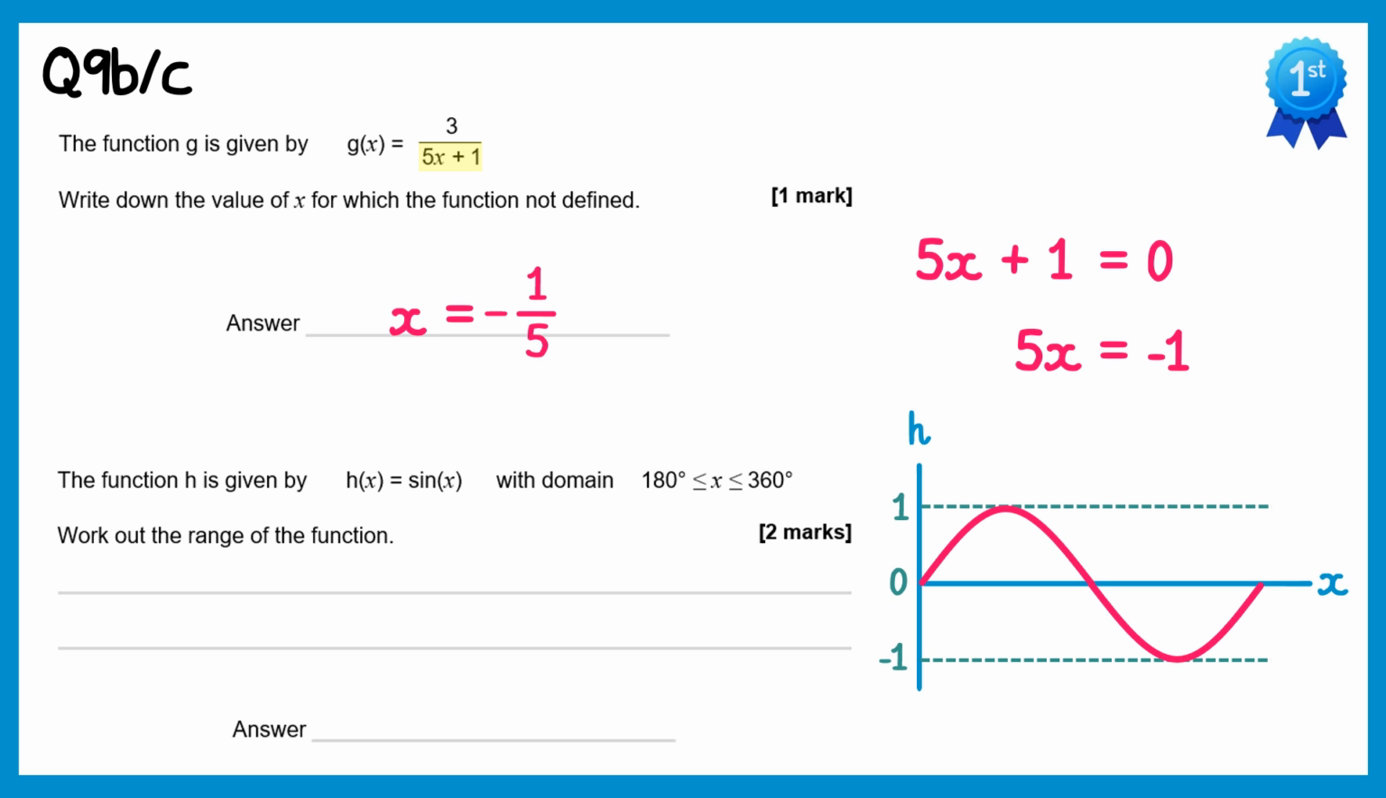Now you need to be really careful on this question because they've given you a restricted domain here of x is in between 180 and 360. So we're only actually interested in the second part of this graph. So if we remove the first part, you can see we're only needing this part here, so the range for this one is actually from 0 down to -1. So we would write the range, which is h of x, is in between -1 and 0.